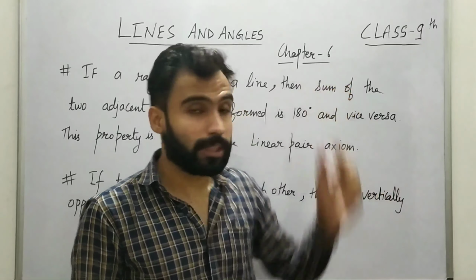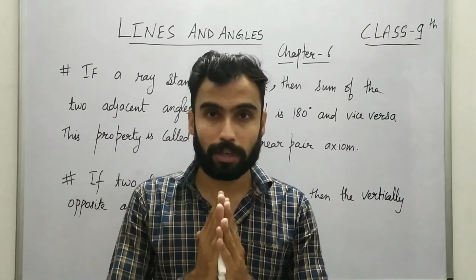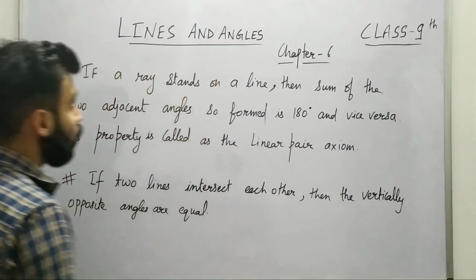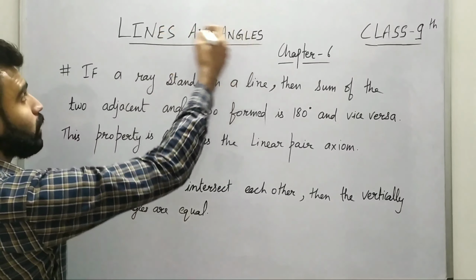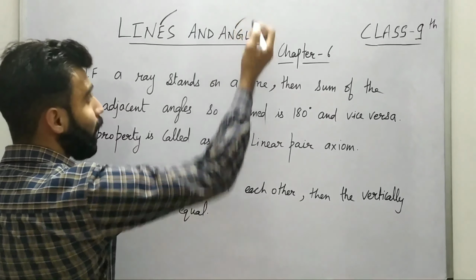The topic which we are going to discuss today is lines and angles. That is chapter number 6 of class 9. So do observe it carefully. Now you all can see here, as the name suggests, lines and angles.